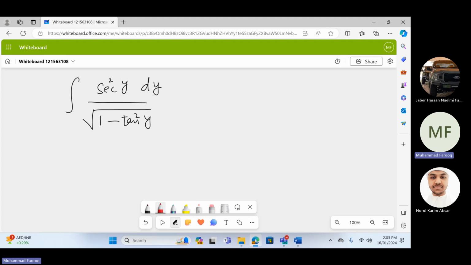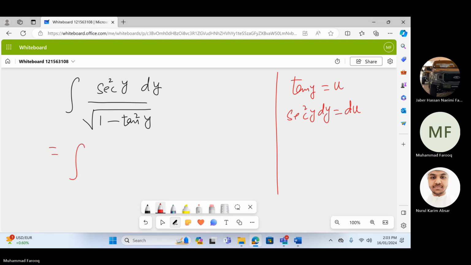So what do you have to take as u, please? Just take tan y as u. Okay. So what is the derivative? Secant square y dy is equal to du. Now come back here. I have secant square y dy, which is du, and then we have the square root of 1 minus u squared. Now open the formula sheet.